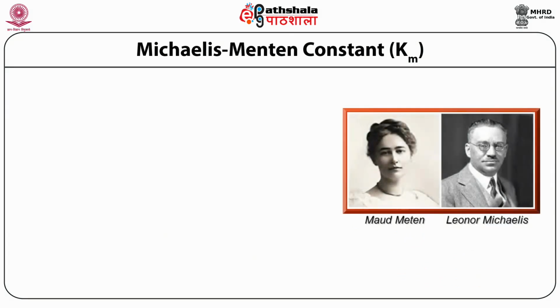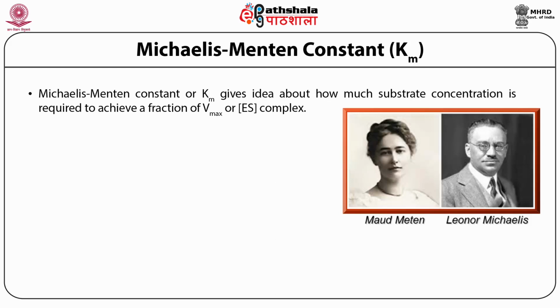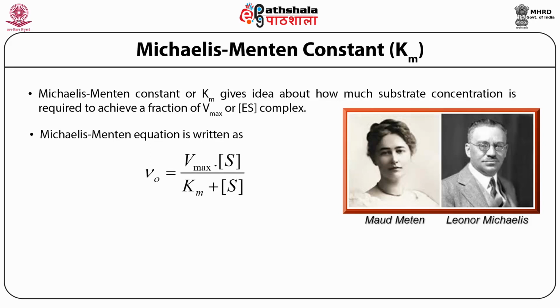The first kinetic parameter is the Michaelis-Menten constant, denoted by Km. Km gives an idea about how much substrate concentration is required to achieve a fraction of Vmax or ES complex. The Michaelis-Menten equation is written as V0 equals Vmax into S upon Km plus S, where V0 is the initial velocity, Vmax is the maximum velocity, S is the substrate concentration, and Km is the Michaelis-Menten constant.